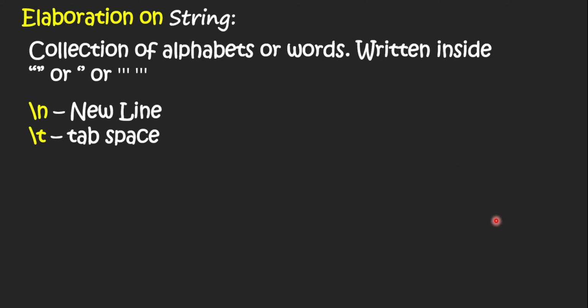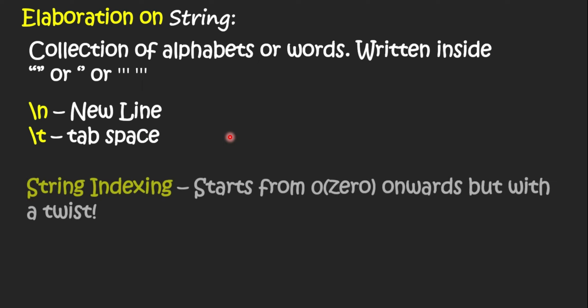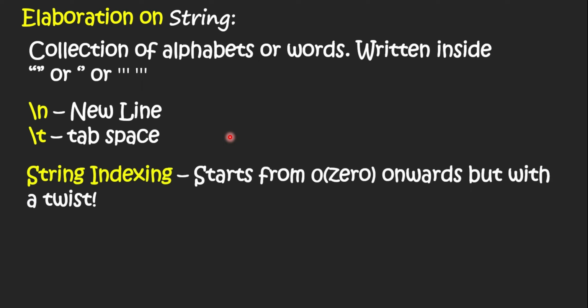All right, for new line we use /n, and for tab space we use /t. This is forward slash, not backward slash. So string indexing. All right, string indexing starts from 0 onwards, but it also has a twist. So let's first understand what string indexing is. So let's say this is our example string.